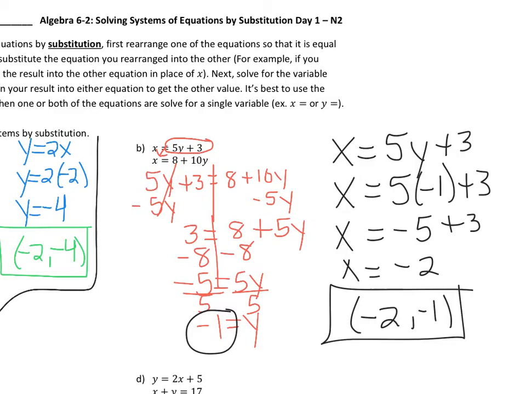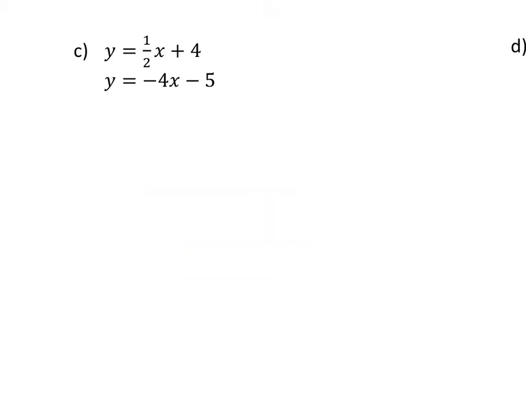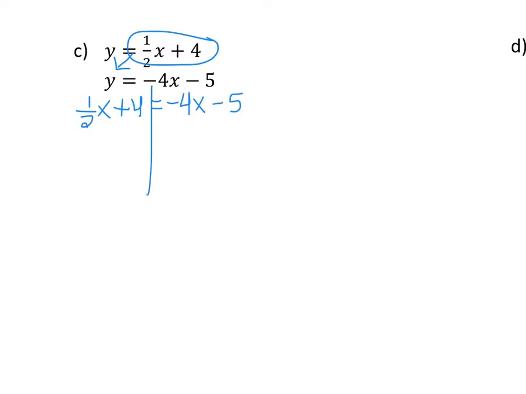Let's take a look at C. Okay, letter C. We are solved for y in both of these. So I will take this 1/2 x plus 4 and substitute it in for the y in the second equation. So 1/2 x plus 4 equals negative 4x minus 5. I'm going to add 4x to both sides.